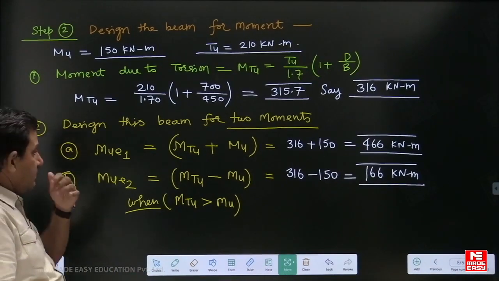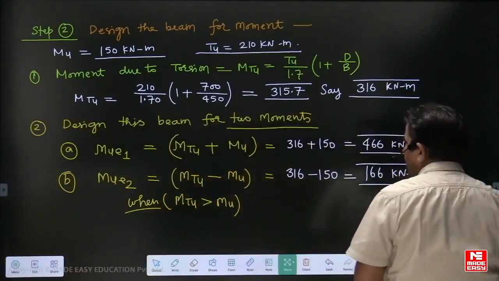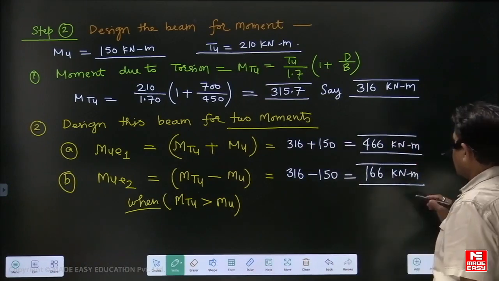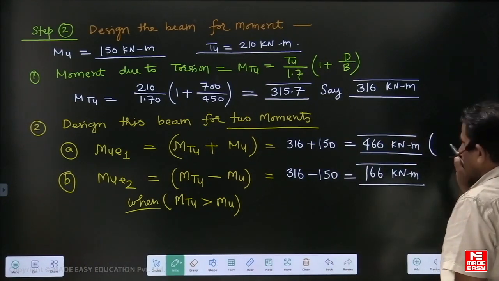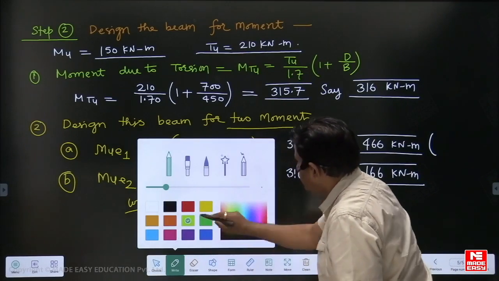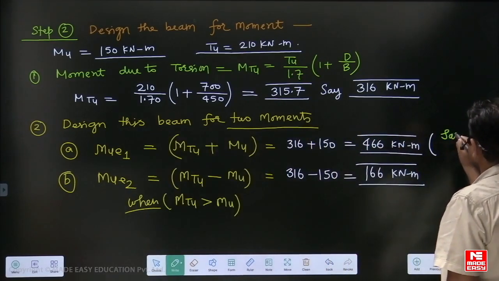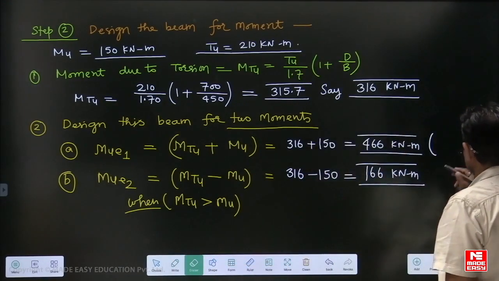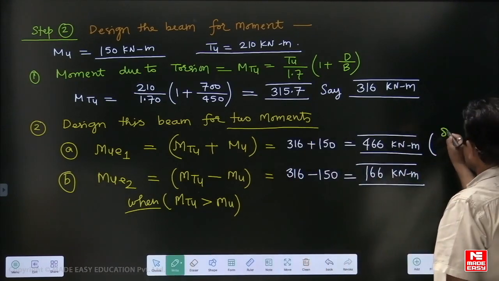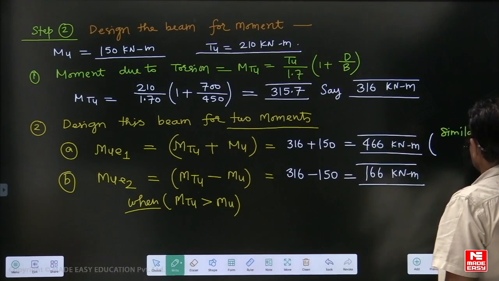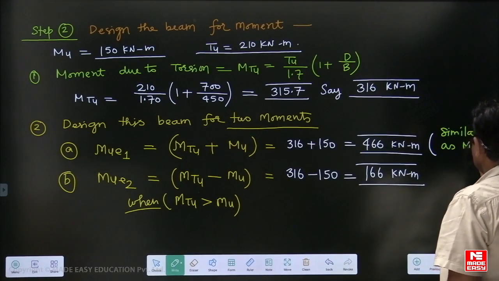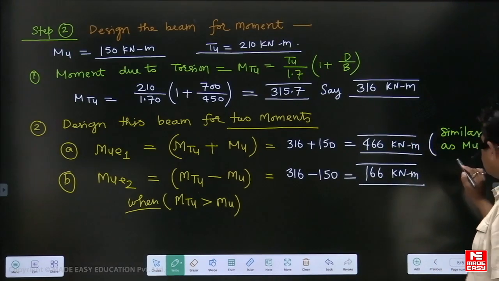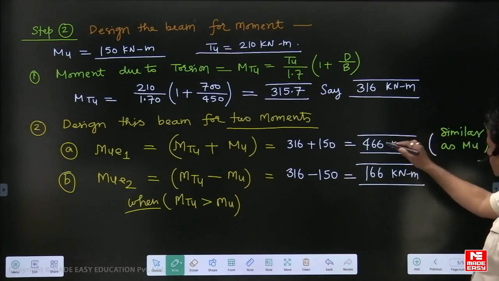First we have calculated these two moments, and these two moments are considered in opposite directions. This moment is considered a similar moment as Mu. Similar means if your moment Mu is sagging or positive moment, then this will also be a positive moment. If Mu is negative, then this will be negative.